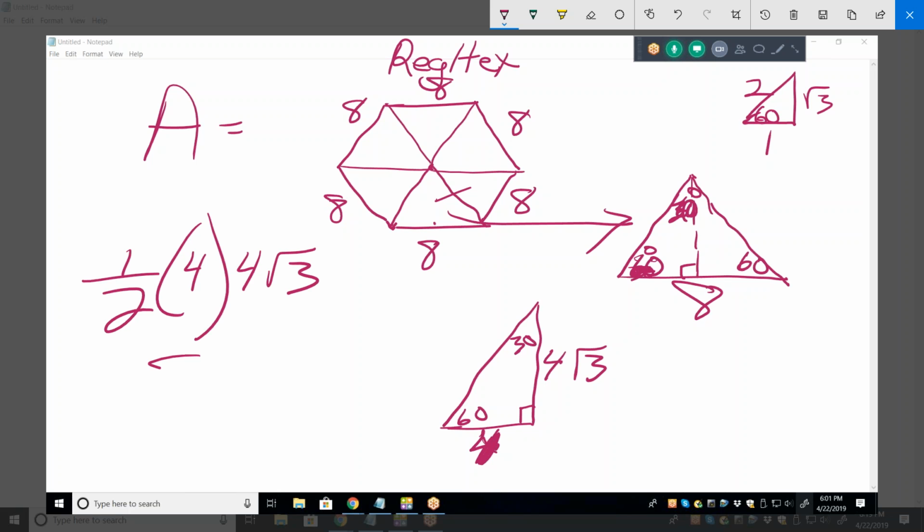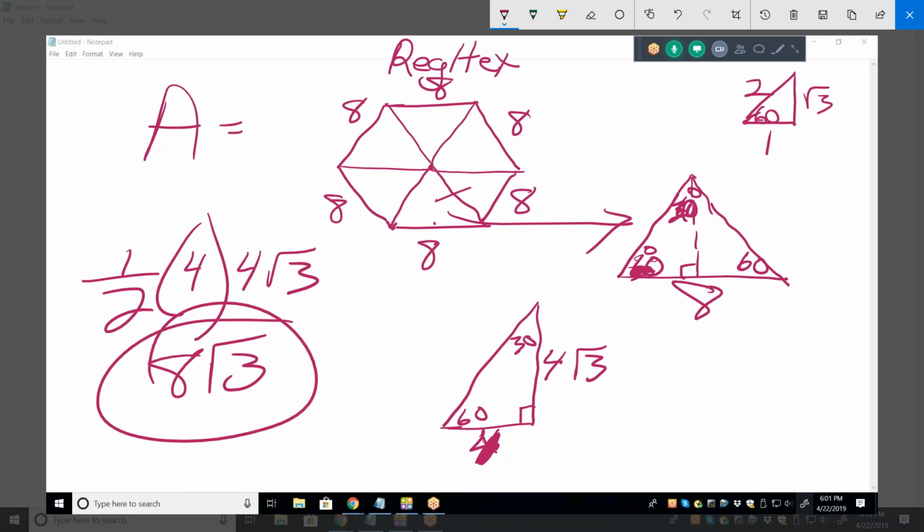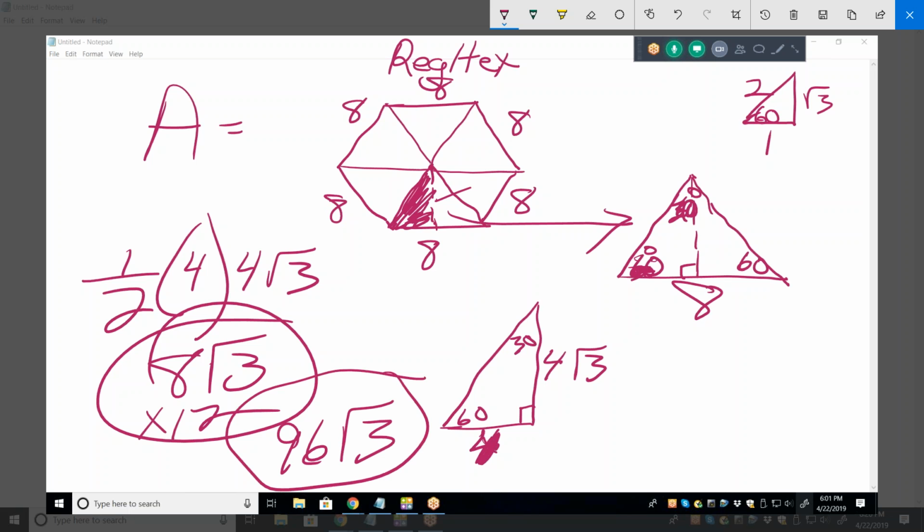So that's 8 root 3. That is the area of that right there. You with me? Yeah. How many of those are in that regular hexagon? 12. Right. There's 6 big triangles, 12 little triangles. So 12 times this number is 96 root 3, and that's really the correct answer.